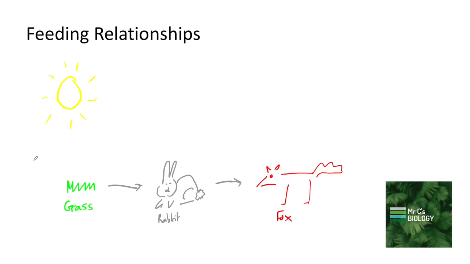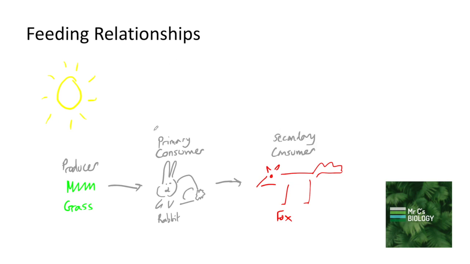Now the grass, because it's getting its energy from the sun, that means it's a producer. It produces its own energy through photosynthesis. The rabbit, because it's eating the grass, is a consumer because it's consuming something. Because it's consuming the producer, it's the first consumer, so we call it the primary consumer. Whereas the fox, because it's eating something that's eating the grass, we call that a secondary consumer.